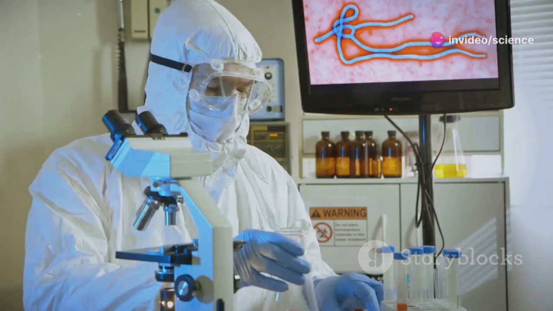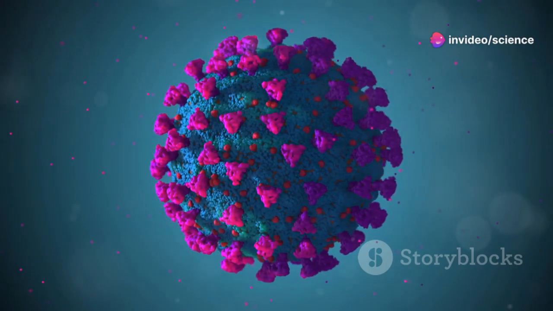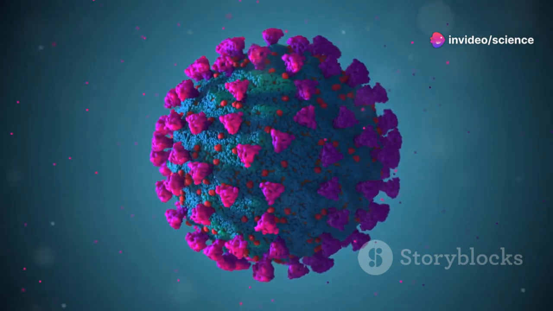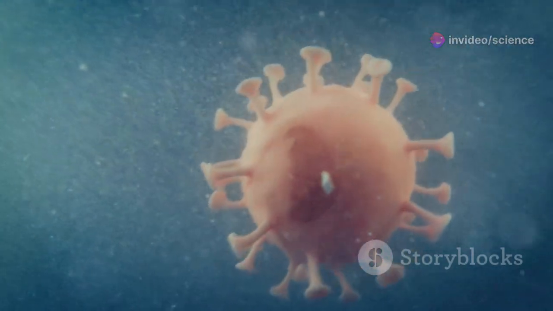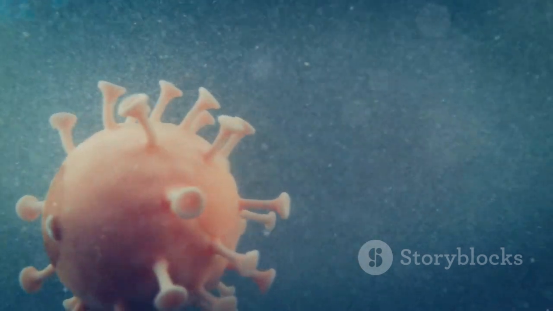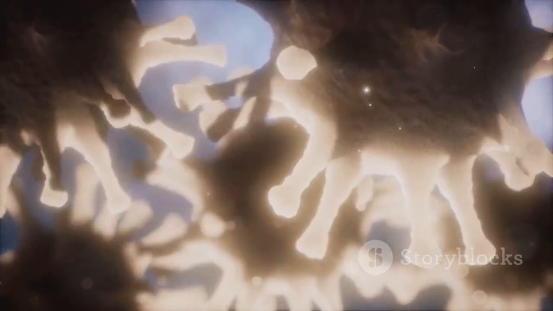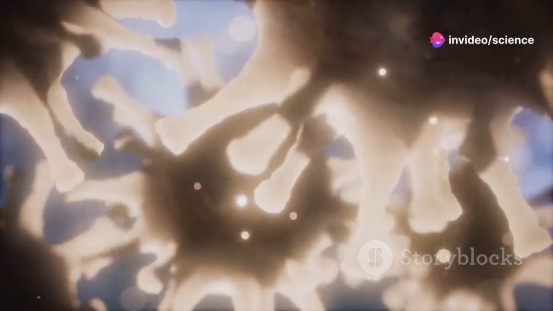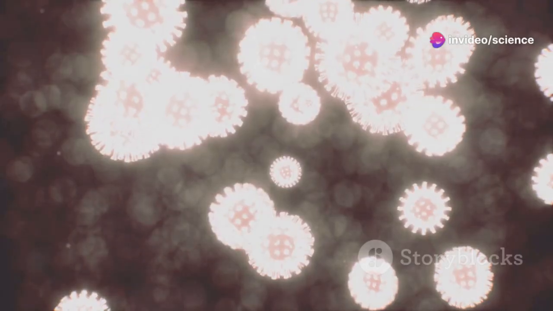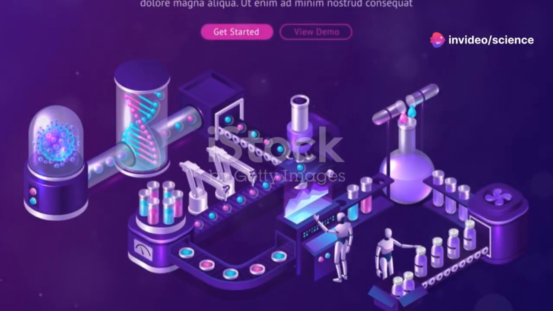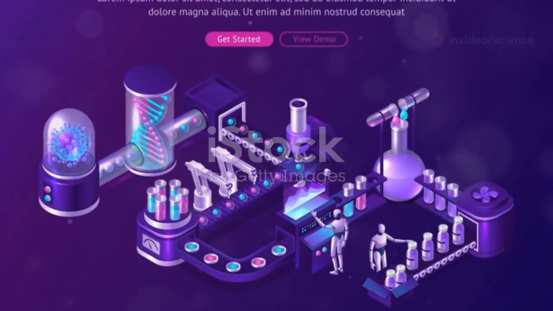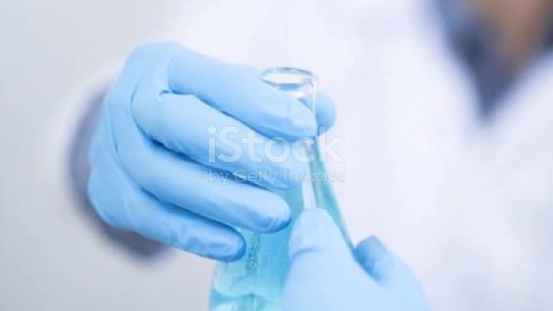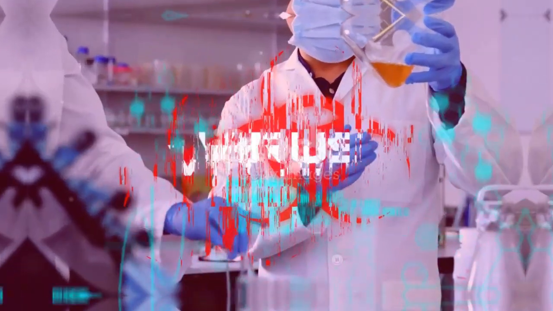We're constantly discovering new viruses. In recent years, you've probably heard a lot about coronaviruses. These viruses can cause respiratory illnesses. And in 2019, a new coronavirus, SARS-CoV-2, emerged, causing the COVID-19 pandemic. The diversity of viruses is astounding. And as we continue to study them, we're learning more about how they work and how to protect ourselves from the diseases they cause.